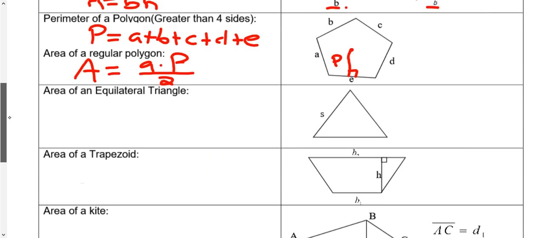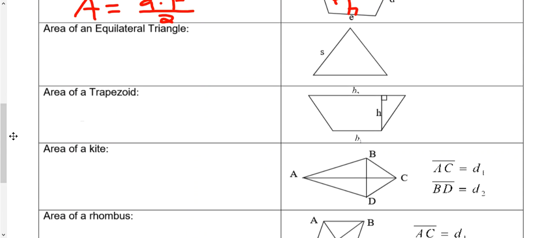Let's look at some very specific shapes. We'll look at an equilateral triangle. We know an equilateral triangle has all 3 sides the same. So S is the length of one side, so this would be S, this would be S as well. The area will be the square root of 3 divided by 4 multiplied by the side length squared.